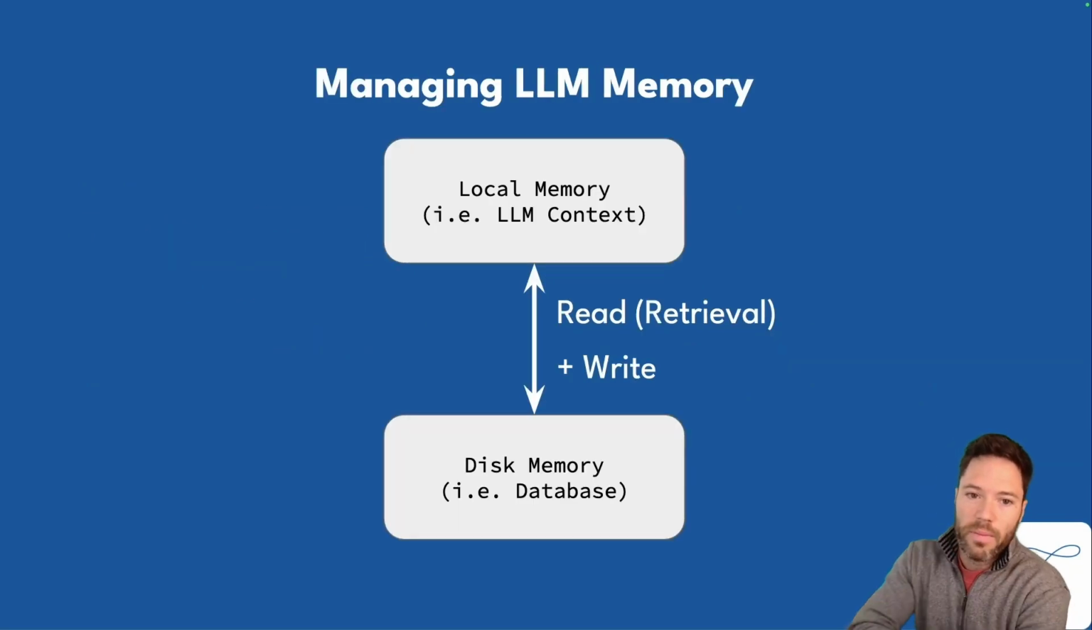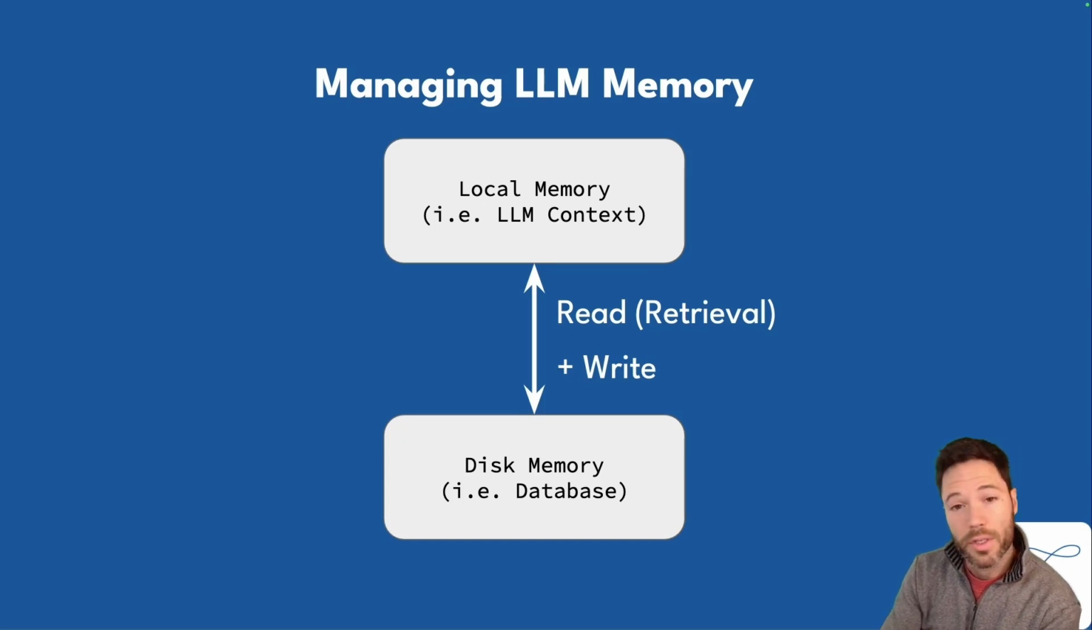So at a high level, you can think of two big blocks of memory: local memory, which is the context of the language model, and then disk memory, which is your database, where you can store documents or the entire conversation history. And you can have reading and writing between these two processes. So you can have the LLM provide in its response a command to write to the database, and then you can also have the LLM provide a command in its response to read or fetch based on a search of this database here.